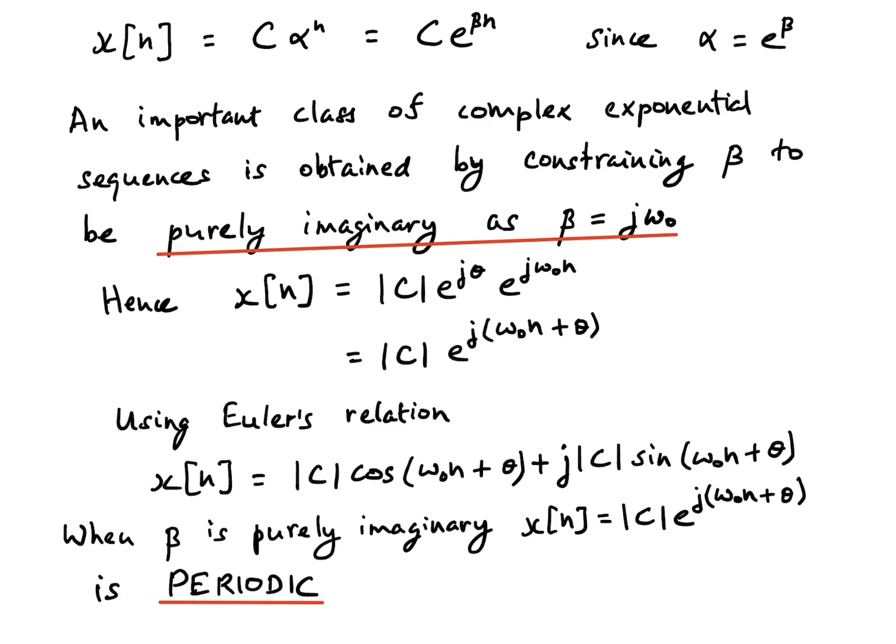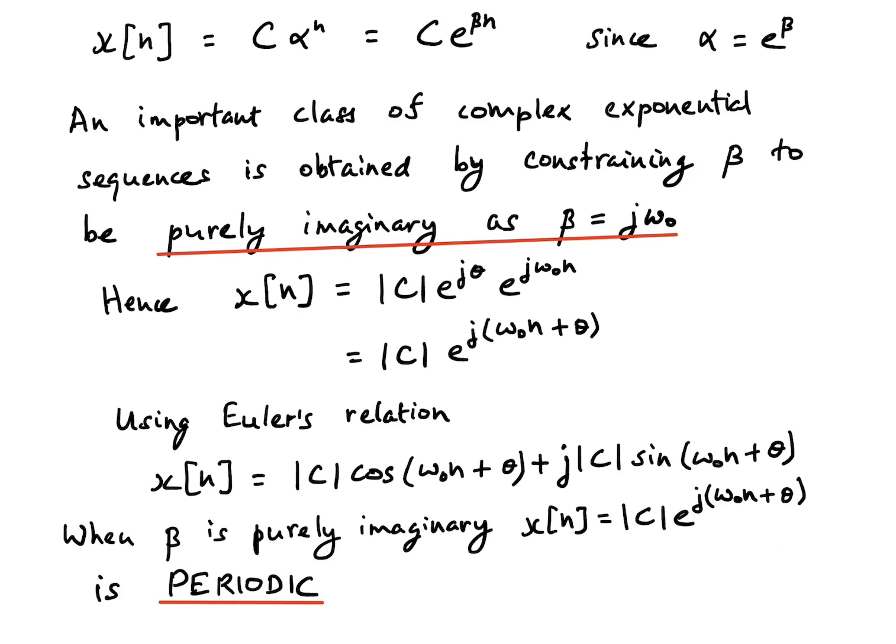Now from Euler's relation, we have e power j omega naught n plus theta as cosine omega naught n plus theta plus j sine omega naught n plus theta, which is getting multiplied by the magnitude of c, right? So when we set this beta to be purely imaginary, we get this complex exponential sequence x of n in this form, where we have the cosine sequence as the real part and the sine sequence as the imaginary part, which is getting multiplied by a constant. So that means it is not exponentially growing or exponentially decaying, but it has a constant envelope. And secondly, the important property of this particular sequence is that it is periodic.